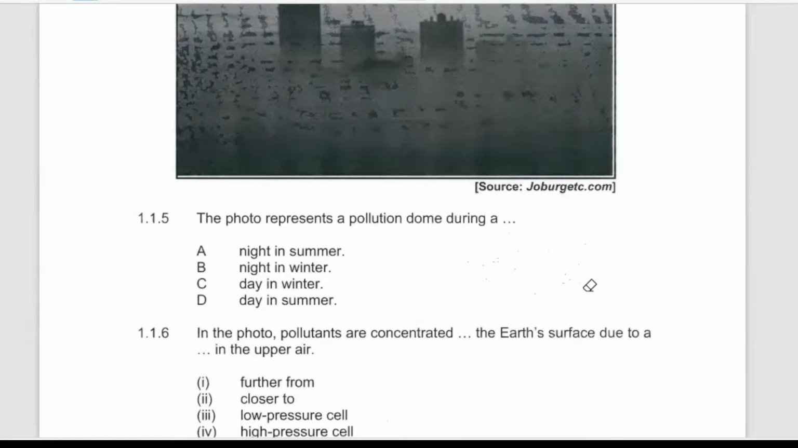Right. Our first question is saying the photo represents a pollution dome during, we have explained that, a night situation. Because of the concentration of the pollutants, we can ultimately justify that the pollutants are concentrated, and that will happen during the night. Right, moving on to the next question, number 116.